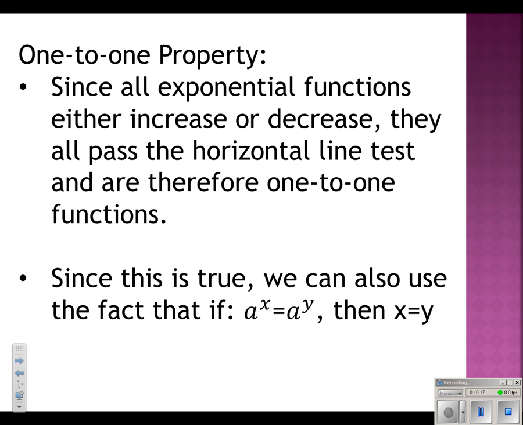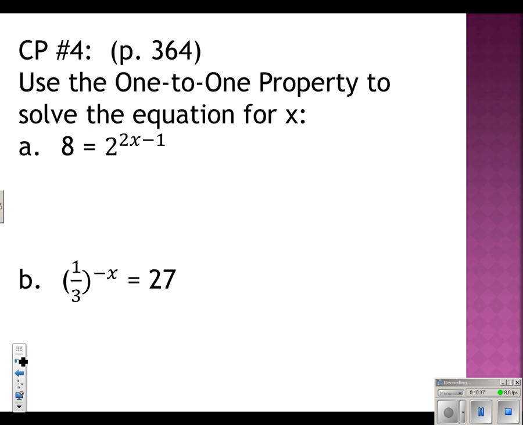So if we have this one-to-one property, we can use facts like you see down below. If, for example, we had a to the x power equal to a to the y power, then those powers have to be equal to each other. This is one of the properties that we can deduce from a one-to-one function. Take a look at checkpoint problem number 4 at the bottom of page 364.